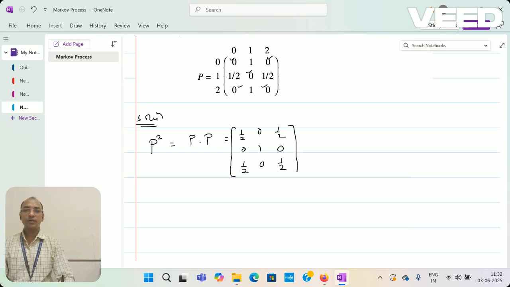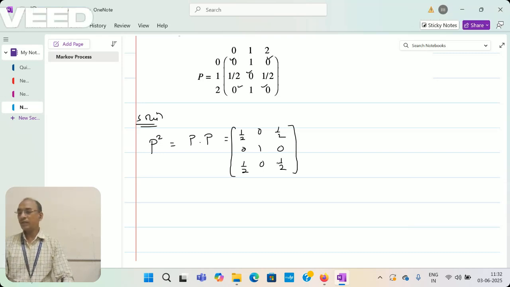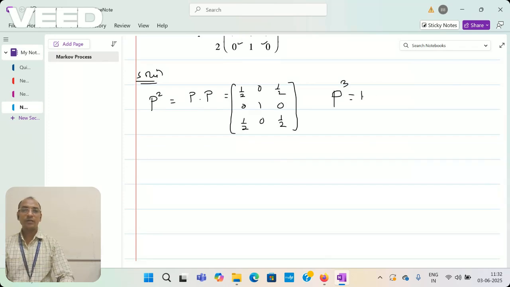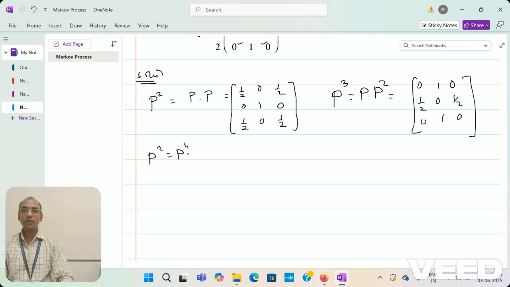This will be my P2. And similarly, let me find P3. P3 will be nothing but P into P2, and so we will get 0, 1, 0, 1 by 2, 0, 1 by 2, and then 0, 1. So if we find continuously, we will get P2 will be nothing but P4.